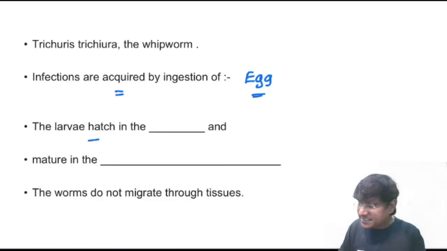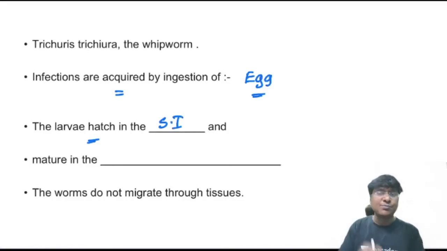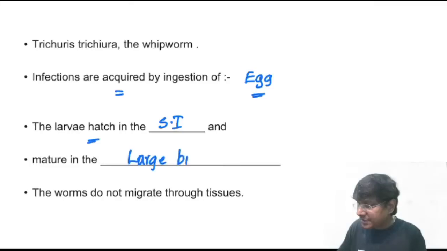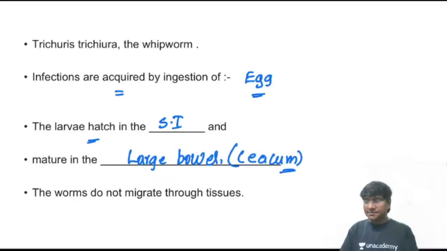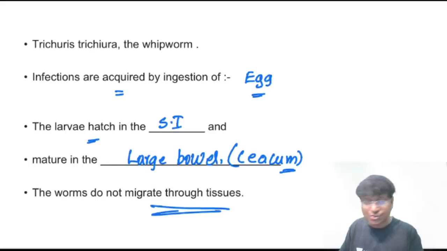And where do the larvae hatch? The larvae hatch in the small intestine and mature in the large bowel, that means within the cecum, into adult worms of about 4 centimeters in length. And these worms do not migrate through the tissues, so pulmonary involvement will not be there.